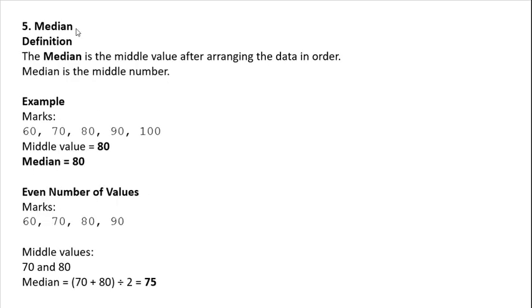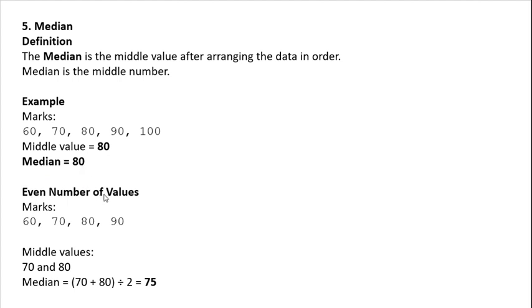And fifth is the median. The median is the middle value after arranging the data in order. For example, given 5 marks, the middle value is 80, so this value is the median.